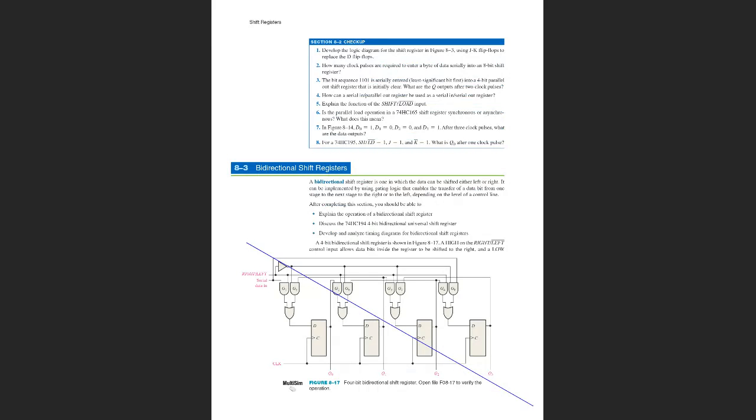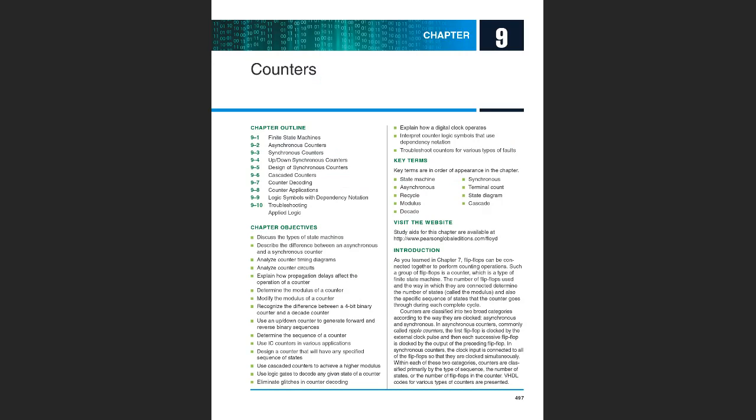We don't cover bidirectional shift registers. It was just a short comment about the existence of shift registers. Let's now comment on the counters.